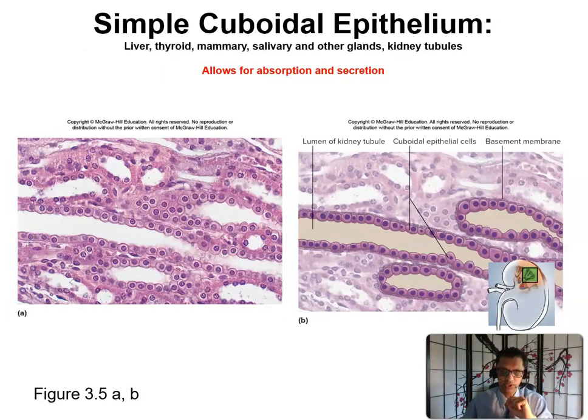If we look at simple cuboidal, now this is simple meaning one layer, cuboidal meaning cube shaped, okay, or square, and they allow for absorption and secretion. Where are they found? Salivary glands, kidney tubules, mammary glands, thyroid, and liver. Okay, so you again memorize the name, of course, what it does, and where it's found.